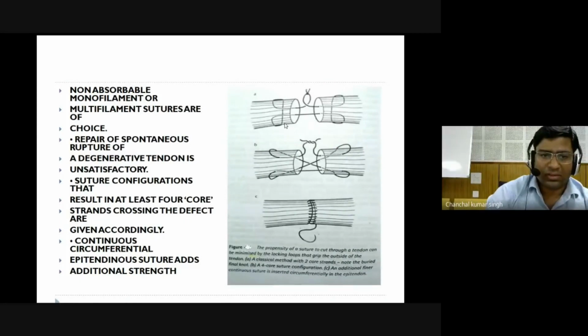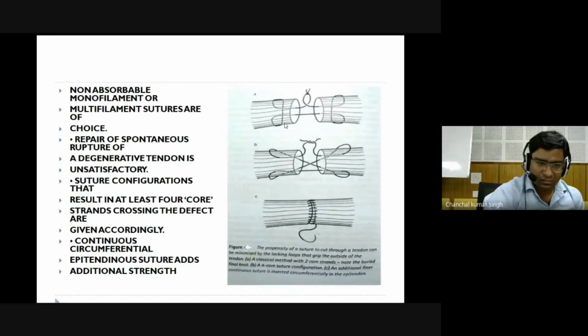So you are going to use a non-absorbable monofilament or multifilament suture. Usually Dacron sutures or polypropylene sutures are used, whose strength can last for more than 3 months. The suture should be able to retain 75% of its strength beyond 3 months. That is the criteria for choosing a suture.